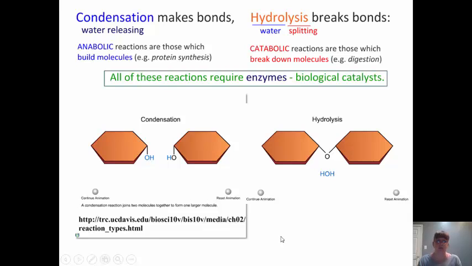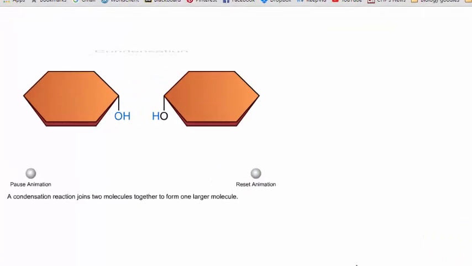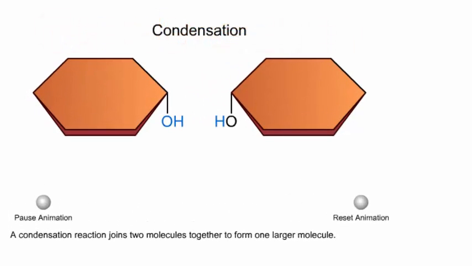So just a quick review of the condensation and hydrolysis reactions. I'm going to take you back to that website link. All right, so let's watch the animation and review condensation and hydrolysis. A condensation reaction joins two molecules together to form one larger molecule.